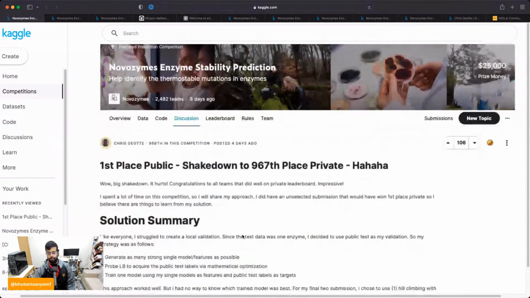So Chris had used hill climbing in his public first position, but he said if you just tweak that approach ever so slightly, you could have won in the private LB as well. That's why it's also worth covering this write up.